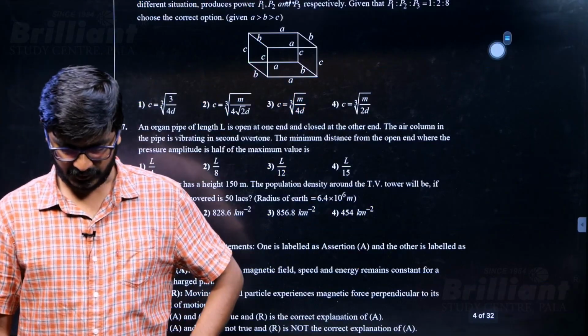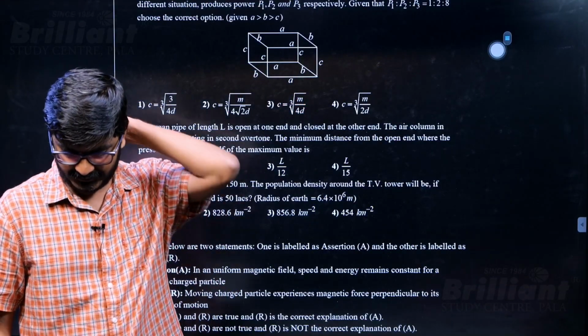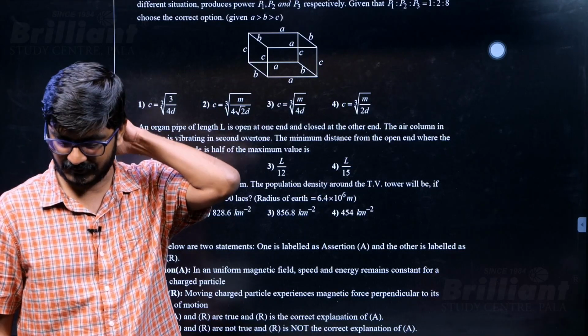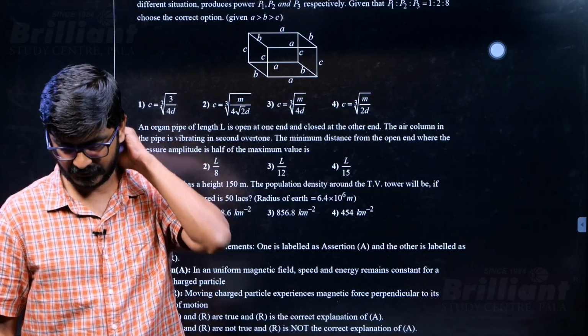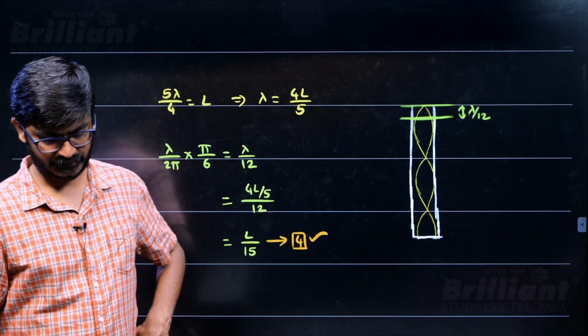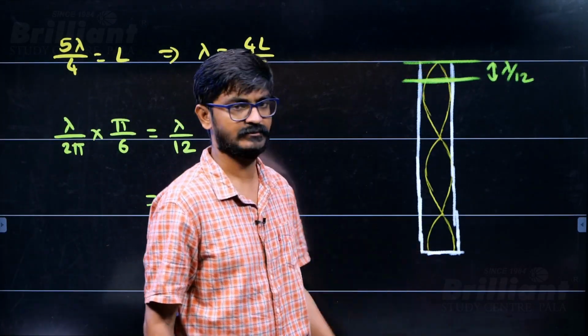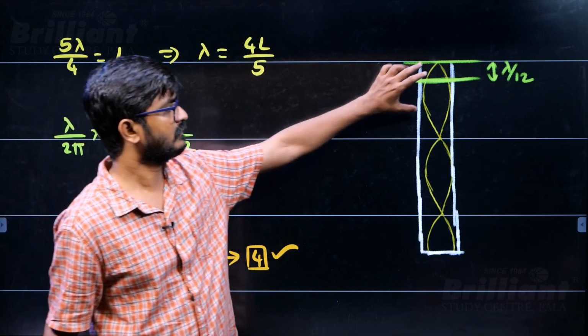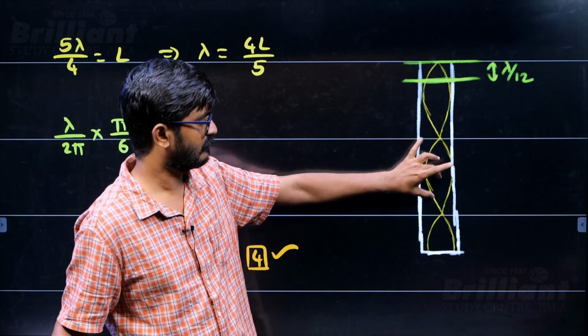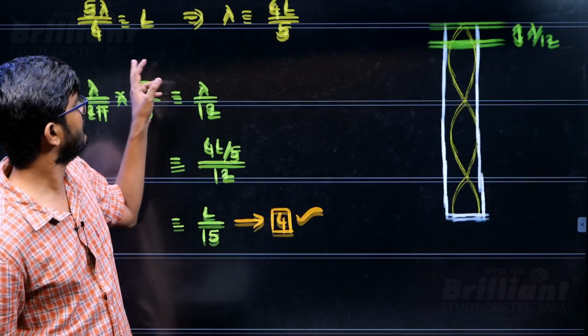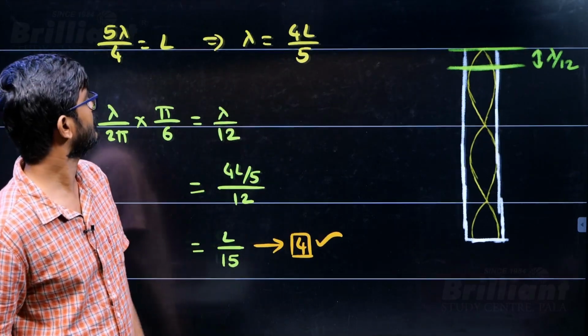Right. An organ pipe of length L is open at one end and closed at the other end. The air column is vibrating in the second overtone. Find the minimum distance from the open end where the pressure amplitude is half of the maximum value. So this is how the second overtone looks. Pressure here will be minimum, pressure here will be maximum. So 1, 2, 3, 4, 5 lambda by 4 equals L, so lambda equals 4L by 5.